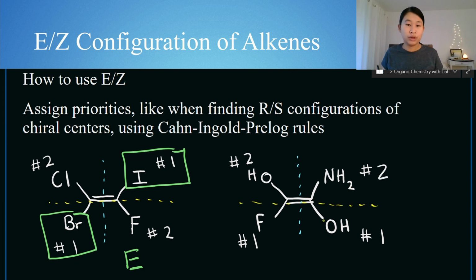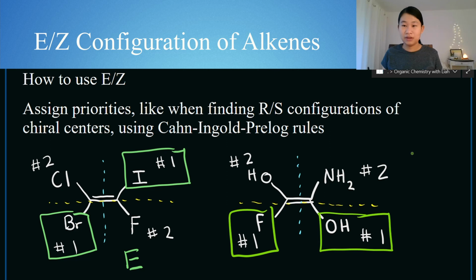Now the yellow line, to see whether the priority number 1s lie on the same or opposite sides. If we look at this, priority number 1 is on this side, and priority number 1 of the other one is also on this side. Given that the priority number 1s are on the same side, this is going to have a Z configuration.